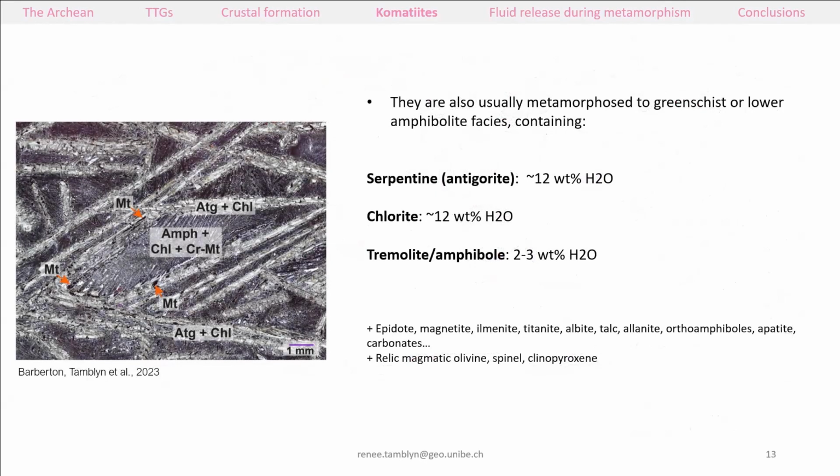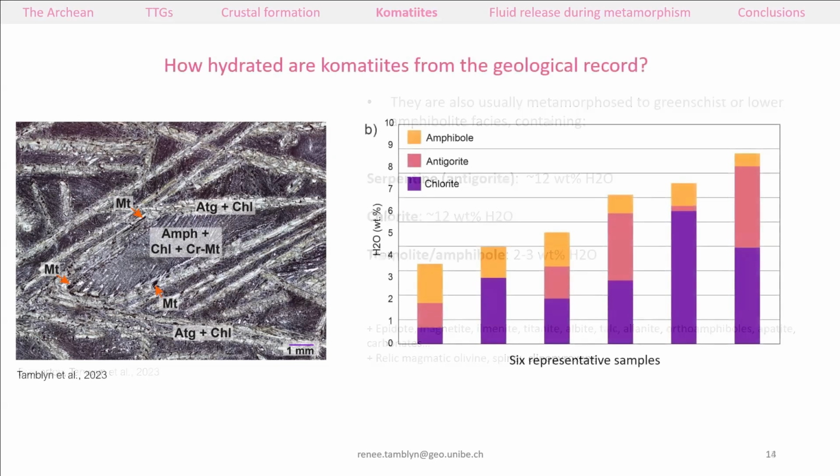As I said, now these things are greenschist to amphibolite facies, so they don't look like beautiful fresh lavas anymore. They usually look like this. So you can see these pale sections. They're the old olivine crystals, which have been replaced by usually serpentine, usually antigorite, and chlorite. And there's also quite abundant tremolite or amphiboles in the matrix, along with other things like magnetite, ilmenite, titanite, these kinds of minerals. But of course, the first thing you'll notice here is that they are extremely hydrated, with antigorite and chlorite containing up to 12% water and amphibole around 2. So they're incredibly hydrated rocks.